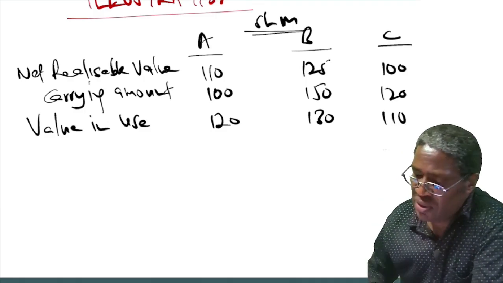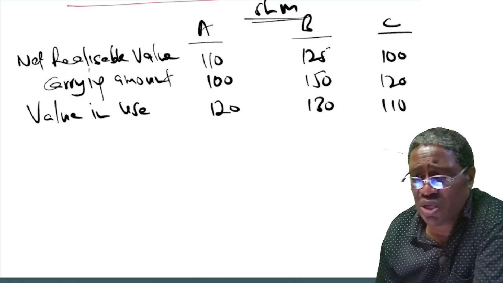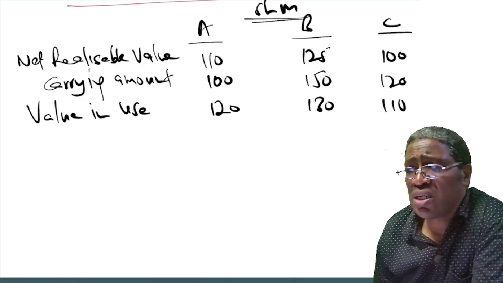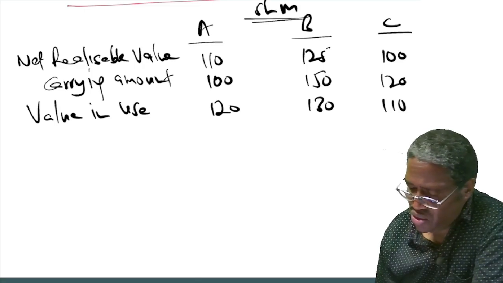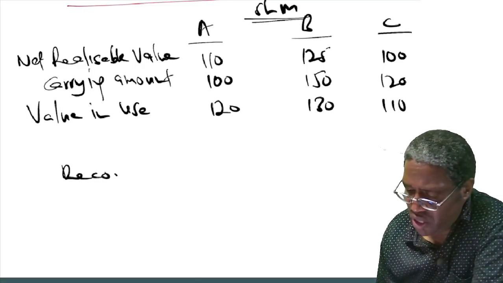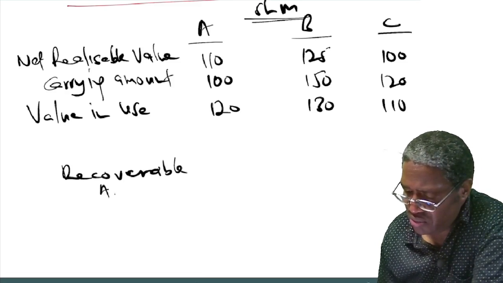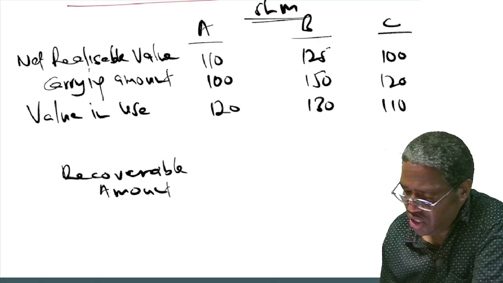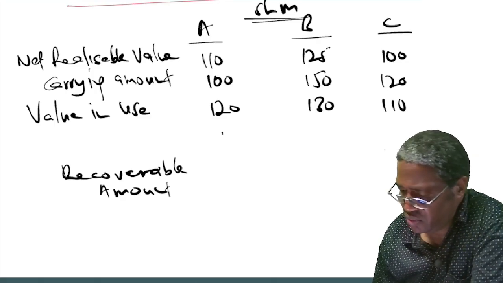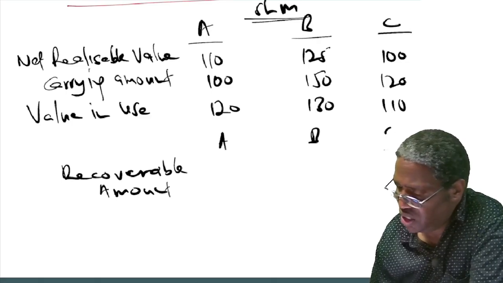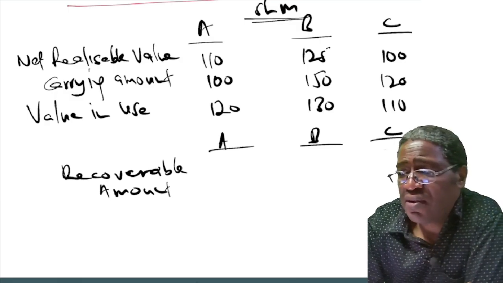Good. So I've already given you a small illustration, so just move faster for the purpose of your record. That's why we are doing this. Otherwise, you already know. So we want to determine recoverable amount now. Let's put down the answers. So you need a column for asset A, B, and C.